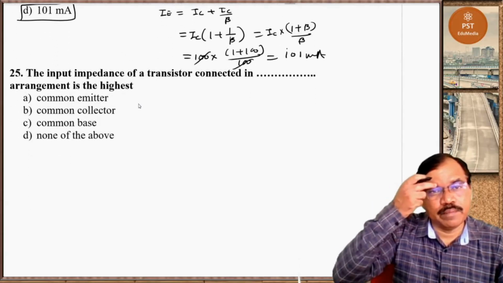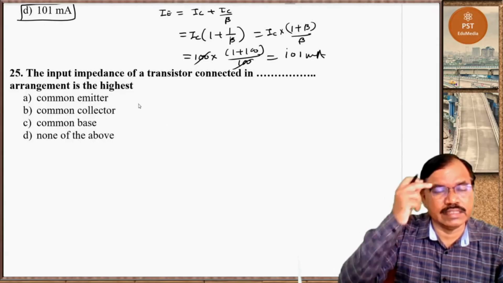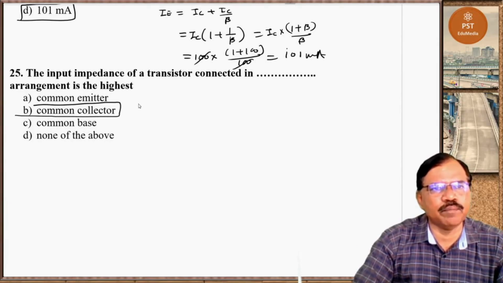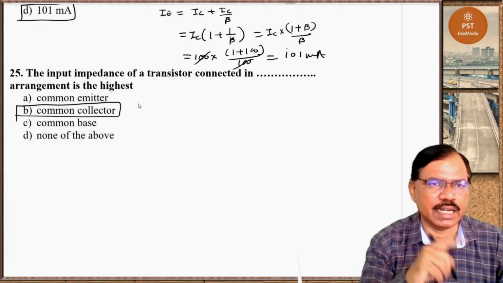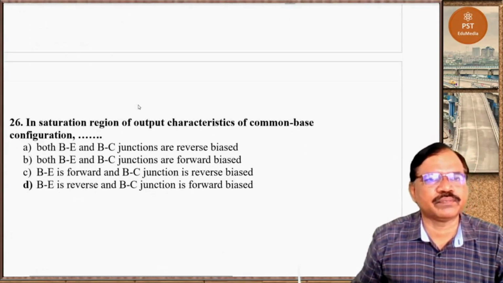The input impedance of a transistor connected in dot dot arrangement is the highest. Actually, it is the common collector arrangement in which input impedance is the highest as compared to common emitter and common base.